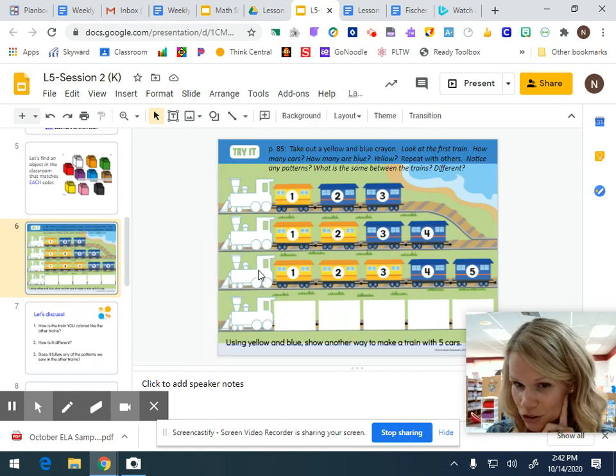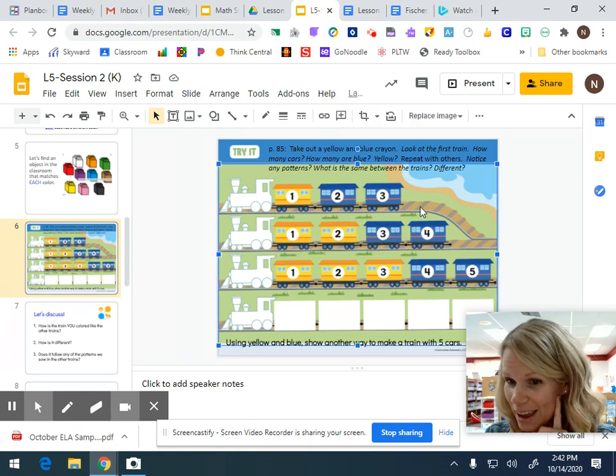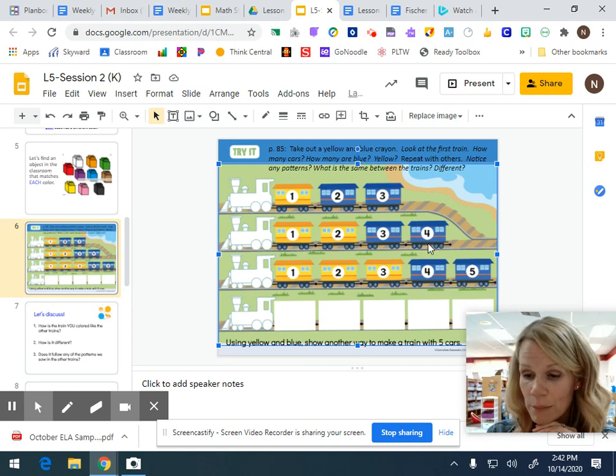Okay, let's look at the second train. How many cars in the second train? Let's count. 1, 2, 3, 4. I can also see that it's 4 by looking at the last car because that has the number. How many are yellow? 2. 1, 2. How many are blue? 2 also. 1, 2.